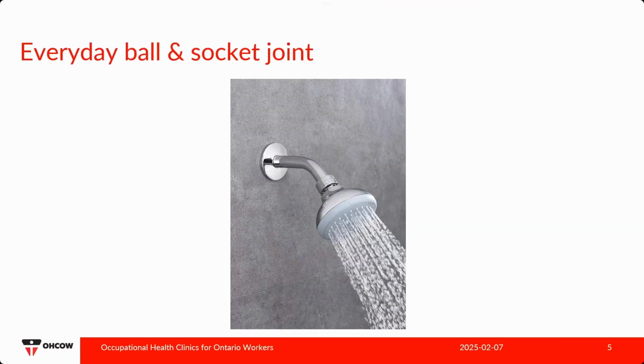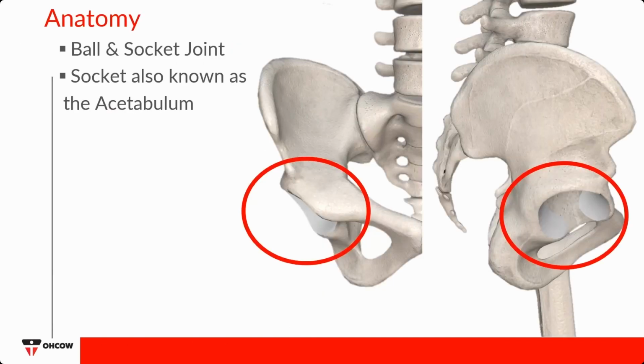An everyday example of a ball and socket joint is what we have in our bathrooms, the shower head. And we all know that this is a very highly mobile device. You can move it almost in any direction. And that's the ball and socket joint. If we go to the next slide, it gives you a detailed view of the pelvic bone showing the acetabulum.